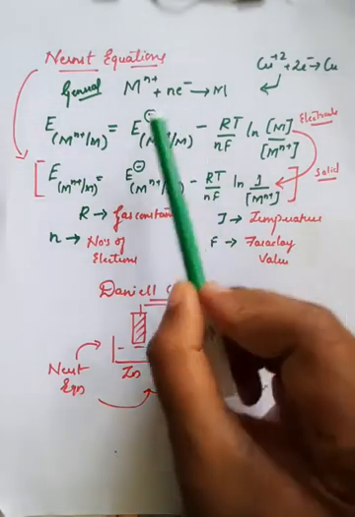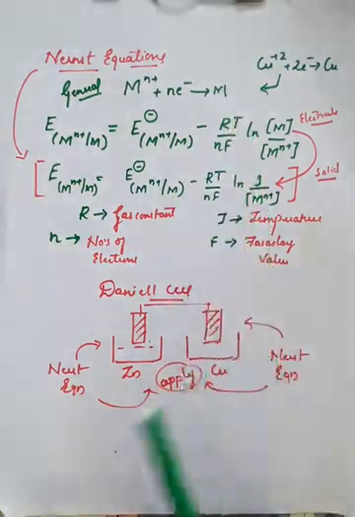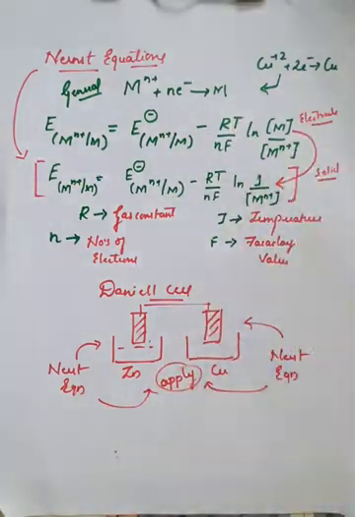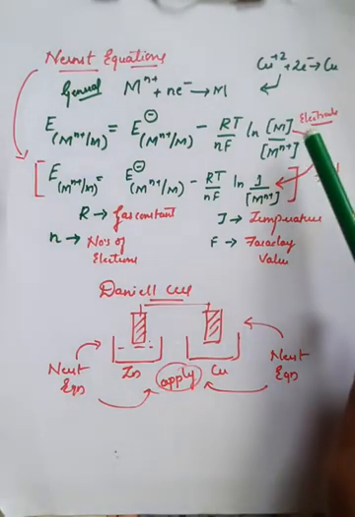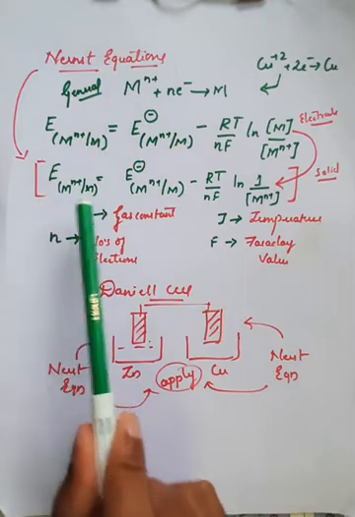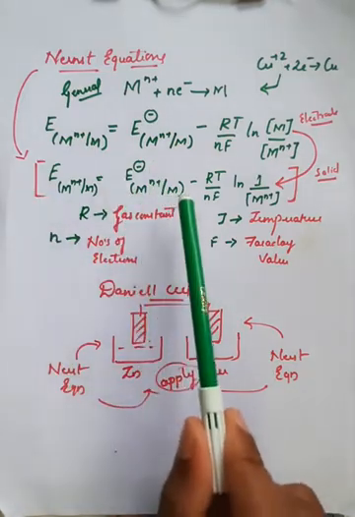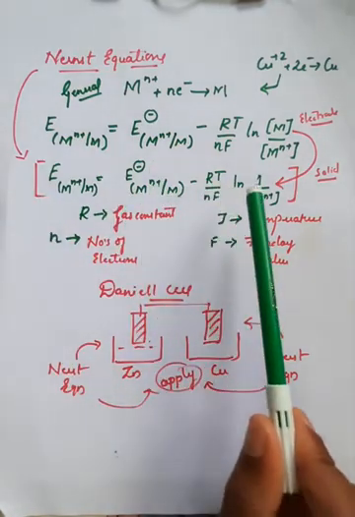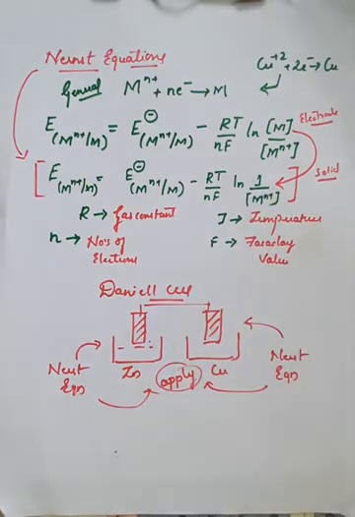EMF of the cell is equal to E standard of the cell minus RT divided by NF into ln of M divided by M plus N. Since we have seen that M is an electrode which is in the solid form, the value of that M is generally taken as 1. So the Nernst equation will convert into EMF of the half cell equal to standard EMF of the half cell minus RT divided by NF into ln of 1 divided by M plus.